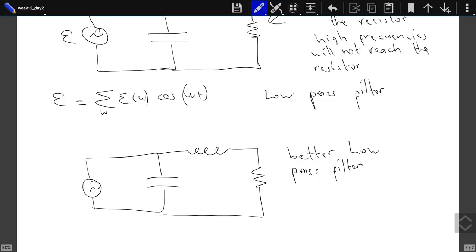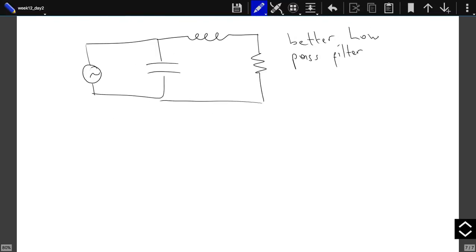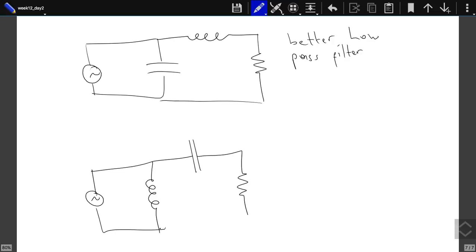Let's change the positions of the inductor and the capacitor. So suppose you look at a very low frequency. It's almost a DC current. It doesn't change its sign. After you wait for some time, the capacitor will be fully charged. And since there is no oscillation, the current is practically not changing, the inductor will just behave like a short circuit. So all the current will run through the inductor at low frequencies. So low frequencies will not be able to reach the resistor.